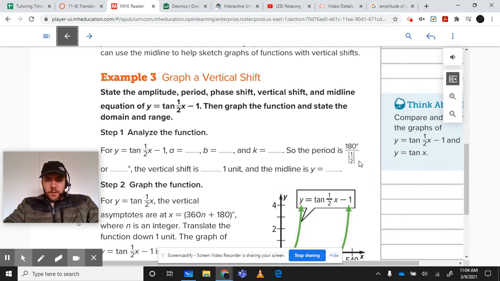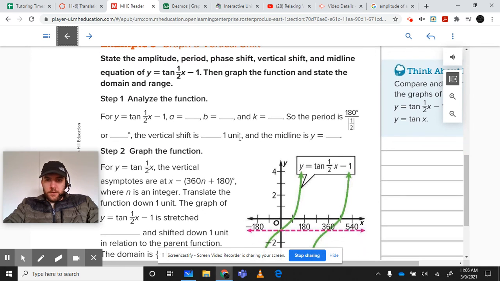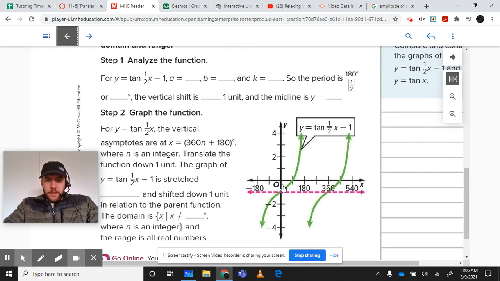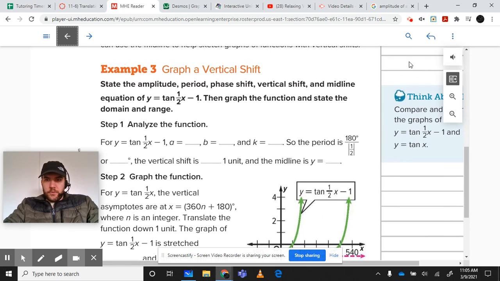The period here is that 360 degrees that we got by doing 180 divided by the b value. The phase shift would be none at all. I don't think we've changed anything about the phase because we don't have anything in parentheses next to the x. We do have a vertical shift where we've lowered down by 1. And midline equation, well, the midline equation for this is just y equals -1, right? The y value is always at -1 along this dotted line. And that would be it for example number 3.